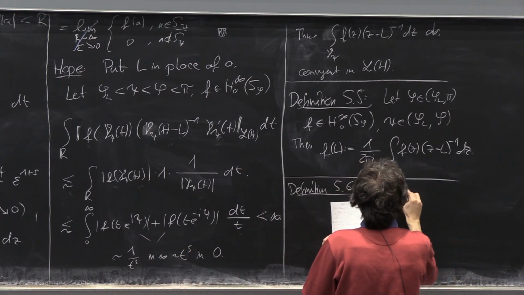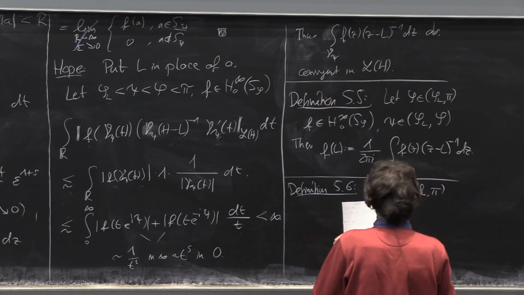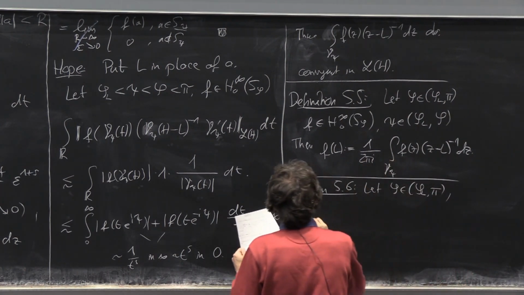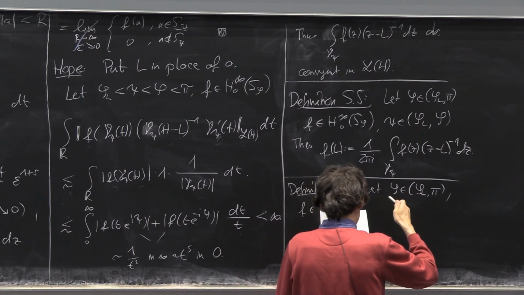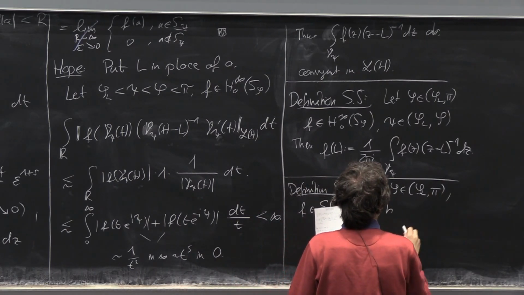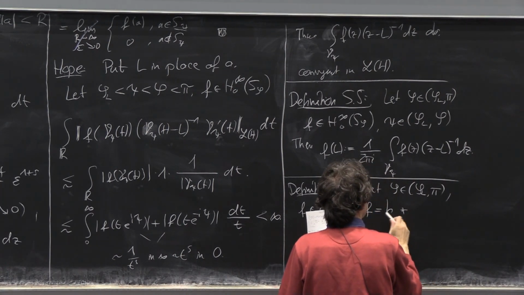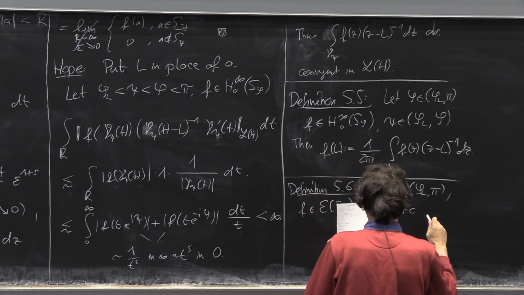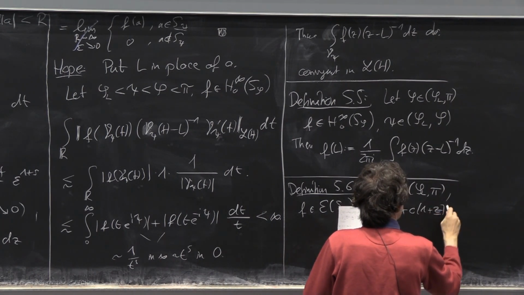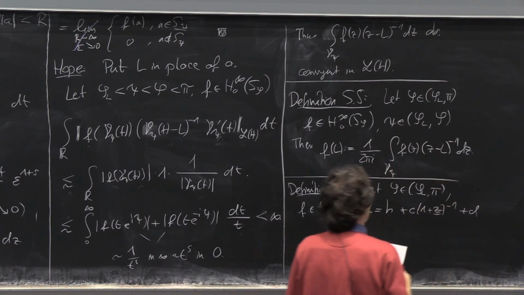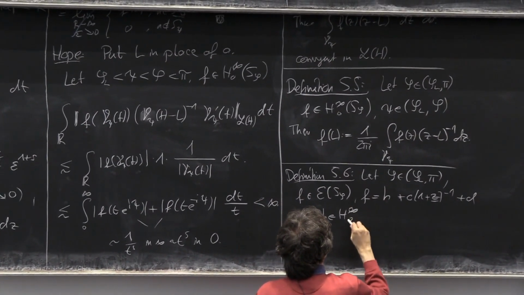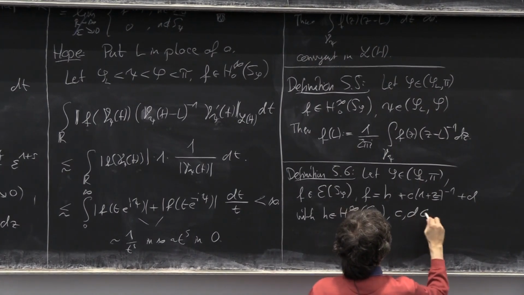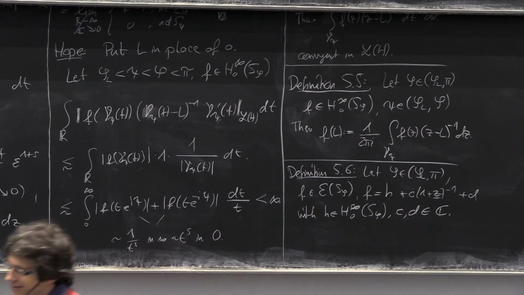So let's do it. So again, take some phi between the sectoriality angle and pi. Now take some function in the Dunford-Riesz class. Then we can write this function f as a part in H0 infinity plus some constant c times the function 1 plus z to the minus 1 plus some constant d. So here h is an H0 infinity function and c and d are complex constants. So every function in the Dunford-Riesz class can be written like that.